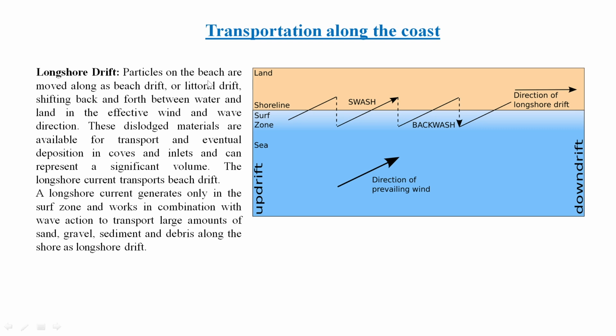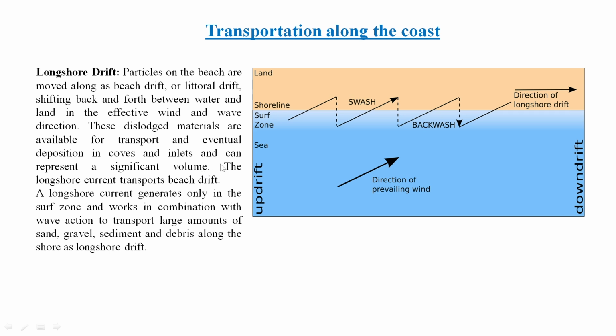So your particles on the beach are moved along as beach drift or littoral drift, shifting back and forth between water and land in the effective wind and wave direction. These dislodged materials are available for transport and eventual deposition in coves and inlets, and can represent a significant volume.